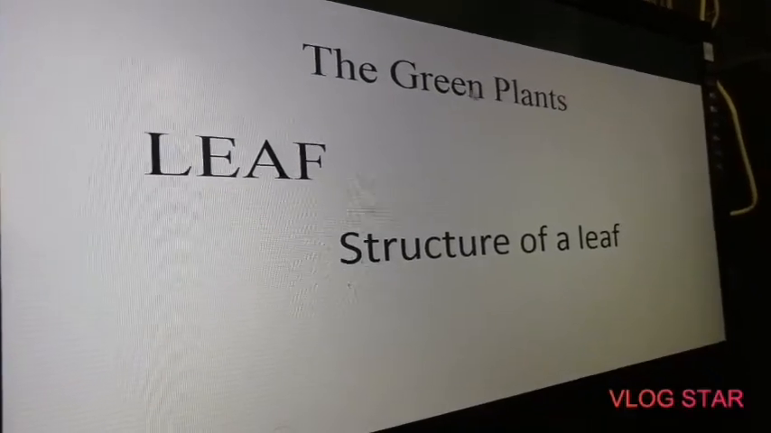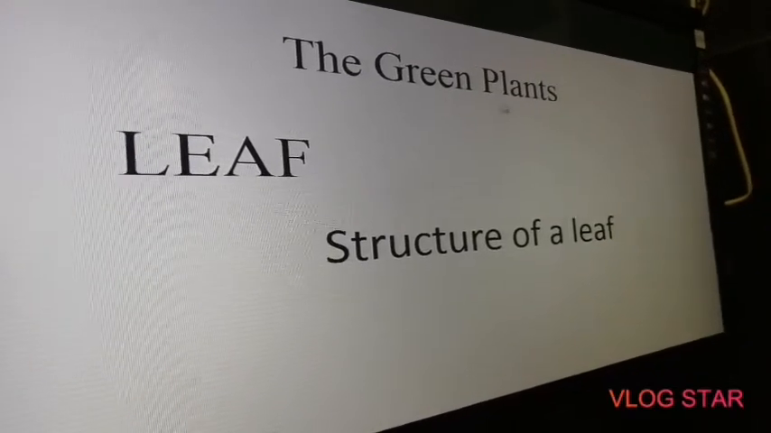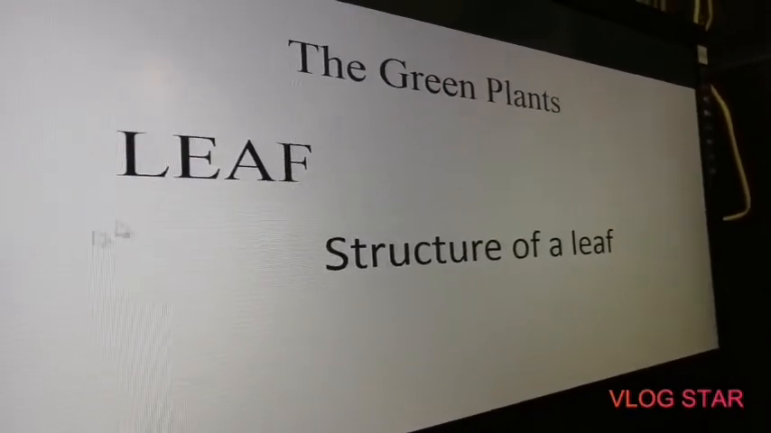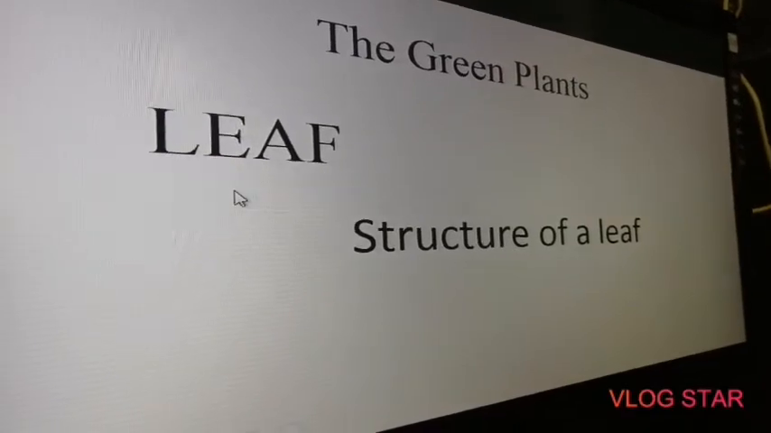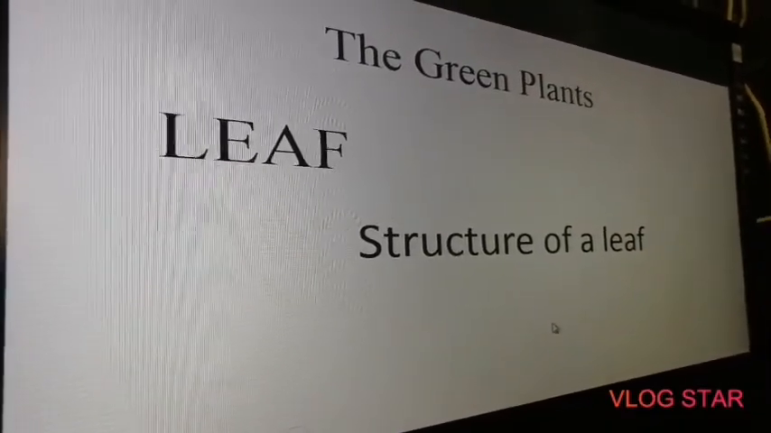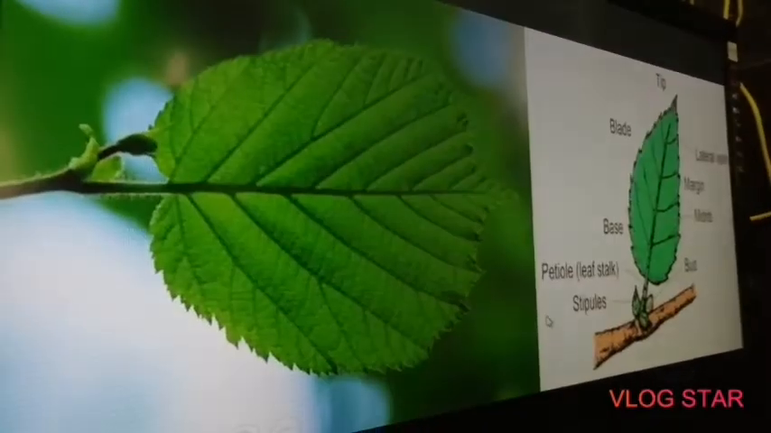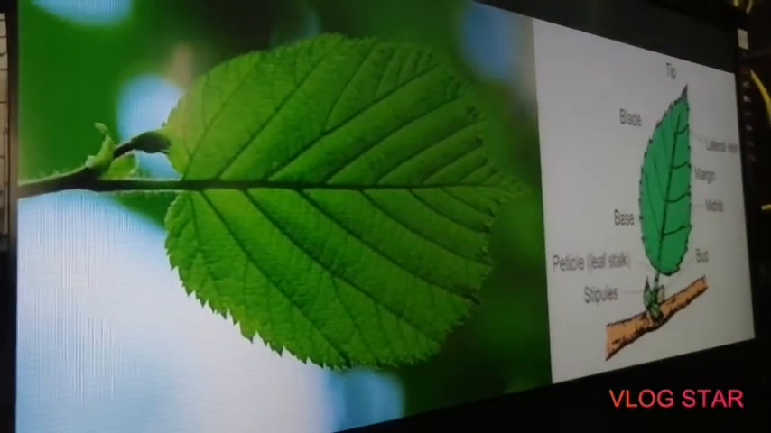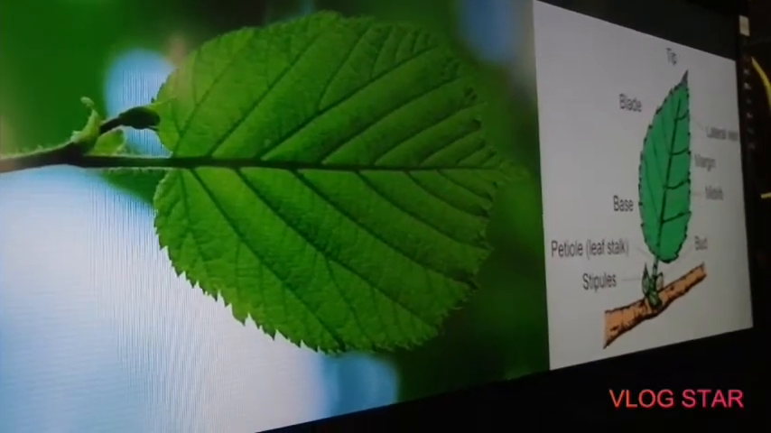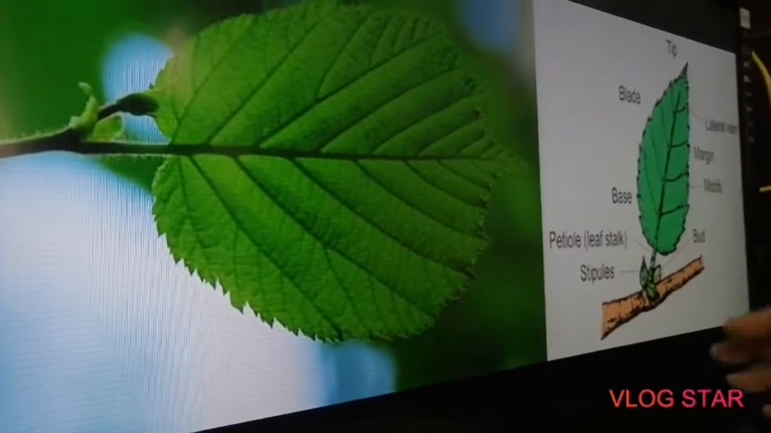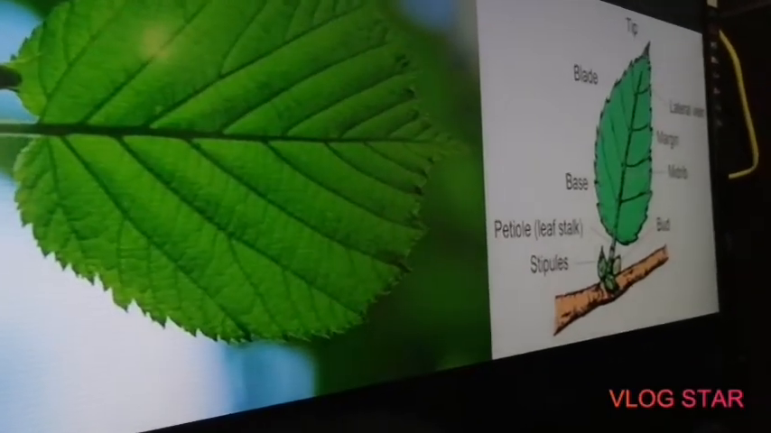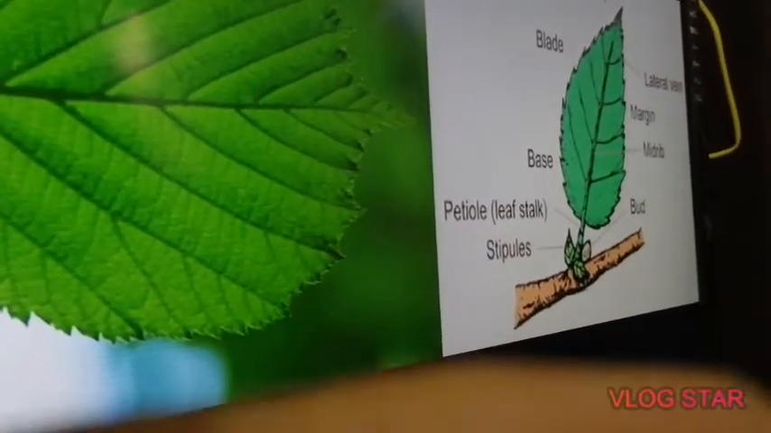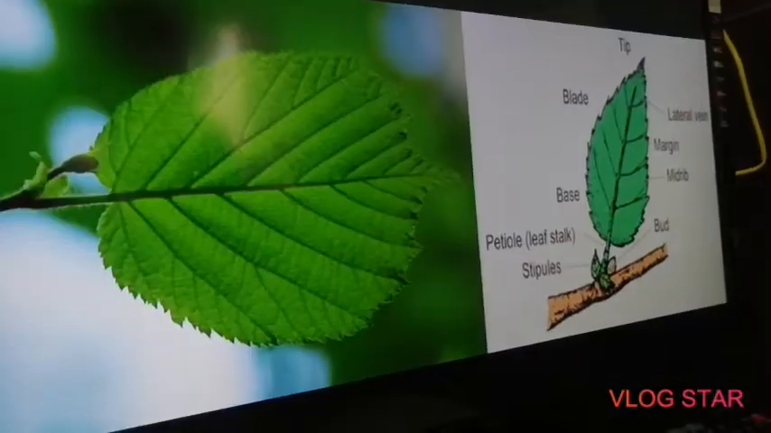Now, how do the plants make food and how do they grow? We are going to learn that today. The green plants. This is the name of the lesson, under which we are going to study about the leaf. And in the leaf, what is the structure of the leaf? Now here in the image, you can see a beautiful leaf. Beside it, I have a leaf image where the names of the parts of the leaf are labeled.